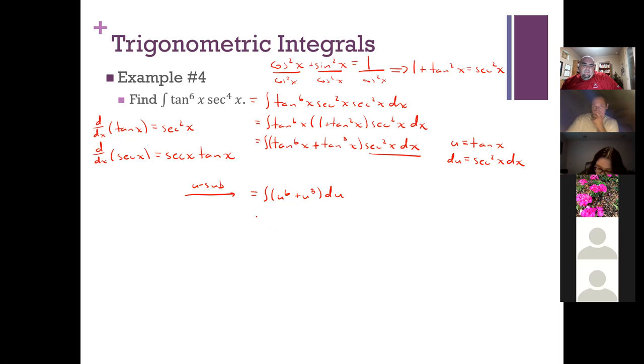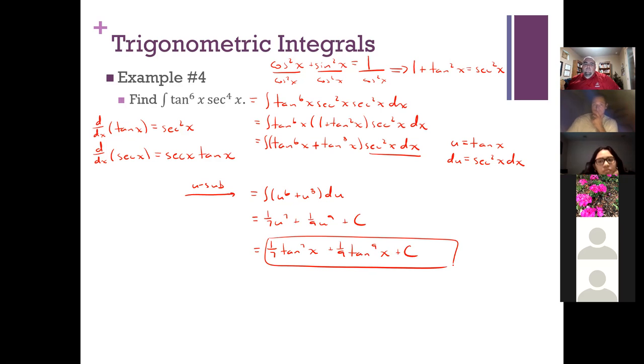All right, if we're okay with this, then we can keep on integrating. This becomes 1/7 u to the 7th plus 1/9 u to the 9th plus c, and then we undo the substitution. It's totally okay if you take sec x tan x that way, but it's just going to be two steps longer, I guess.